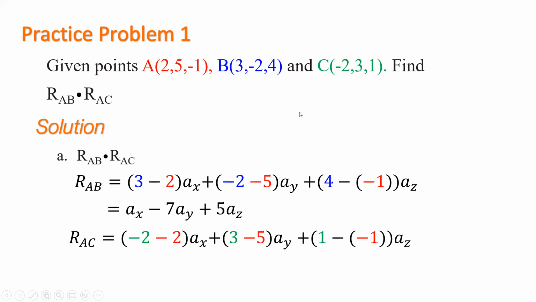The same thing with vector AC. So, yung mga green colors natin, yun yung mga coordinates ng point C at yung red ay coordinates ng point A. So, C minus A. So, -2 minus 2 sa A sub X plus 3 minus 5 A sub Y plus 1 minus -1 A sub Z. So, we will get -4AX minus 2A sub Y plus 2A sub Z.